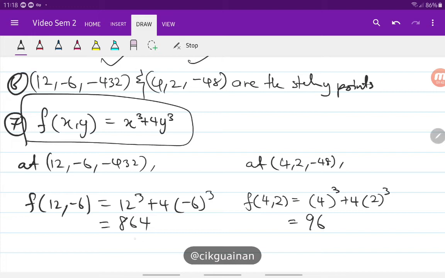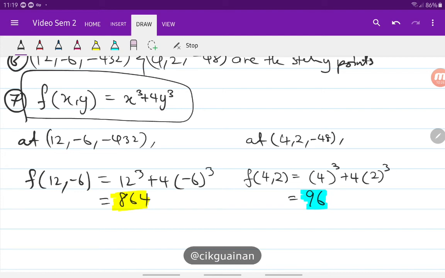Now unlike the previous example, this one we get the values 864 and the other is 96. This is not like the typical differentiation that you've learned in first semester, whereby if it's positive, it's a minimum, and if it's negative, it's a maximum. It is not, because what we do now is we take the stationary points and put them into the objective function, and what we get here are the values.